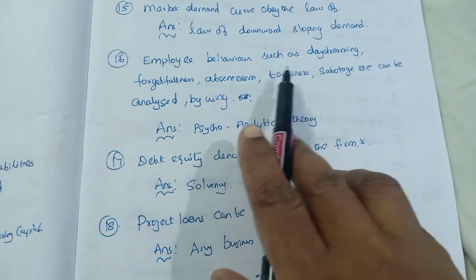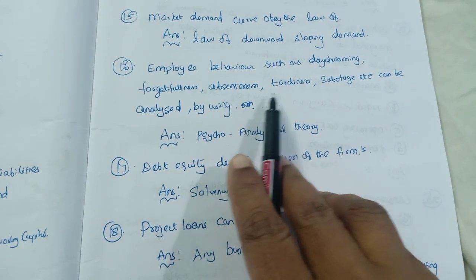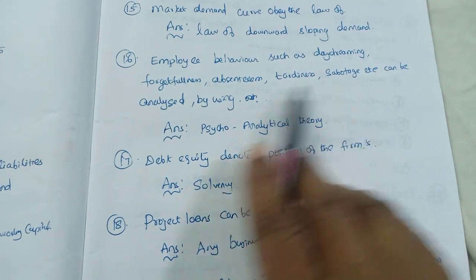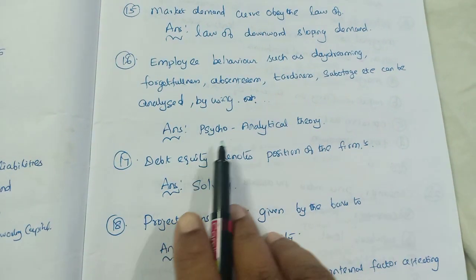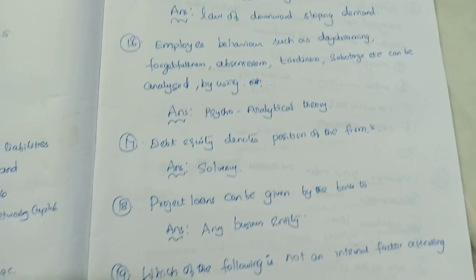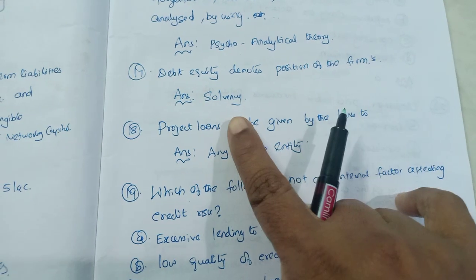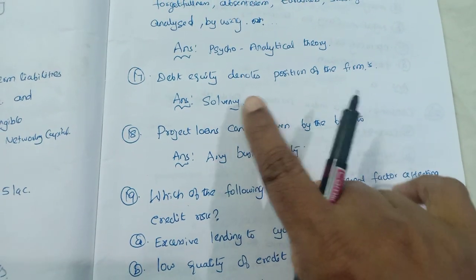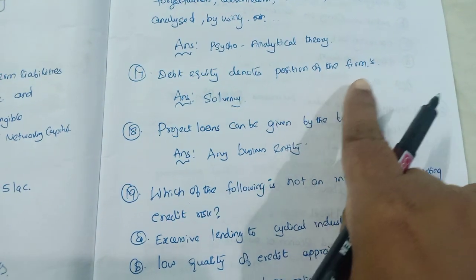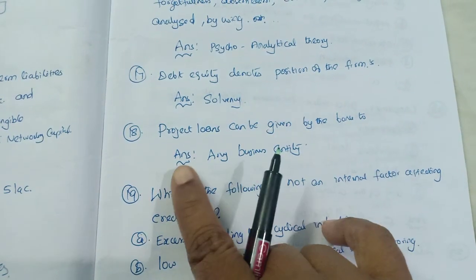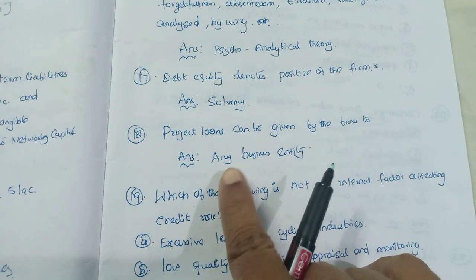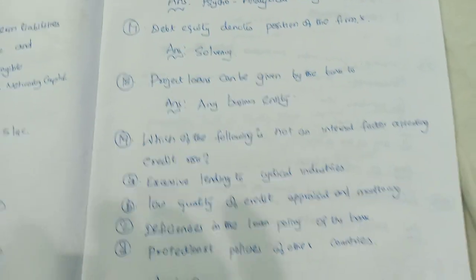Next one, employee behaviors such as daydreaming, forgetfulness, absenteeism, tardiness, sabotage, etc. can be analyzed by way of psychoanalytical theory. Next one, debt to equity ratio denotes the position of the firm in solvency. Next one, project loans can be given by the bank to any business entity.